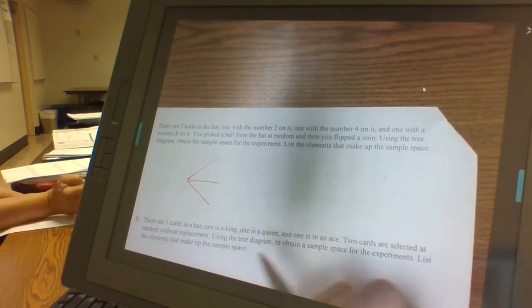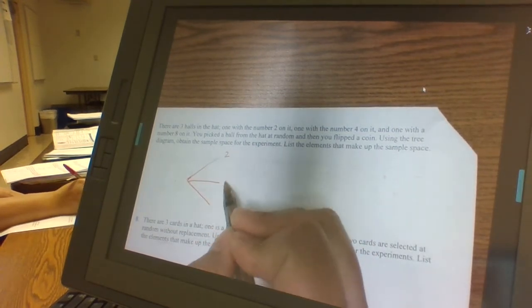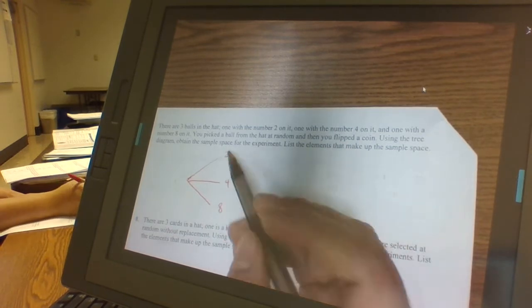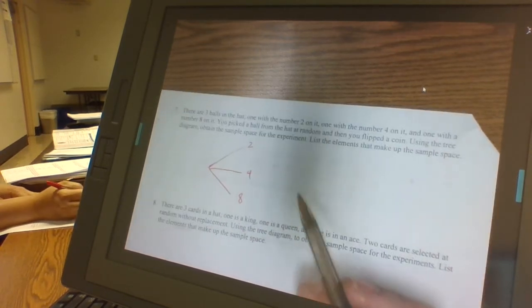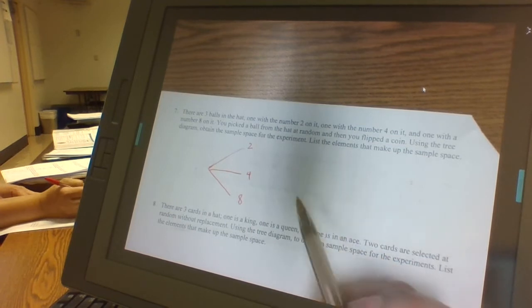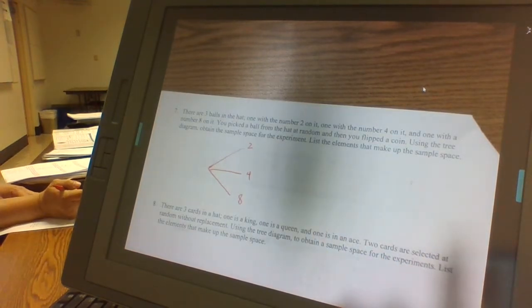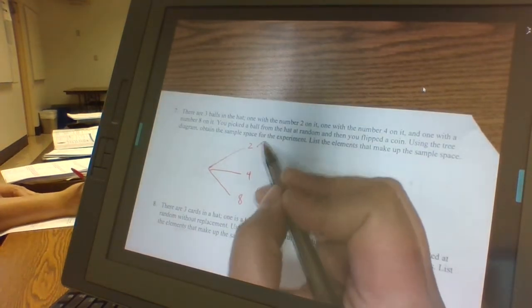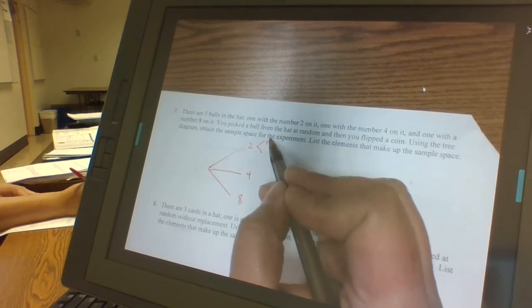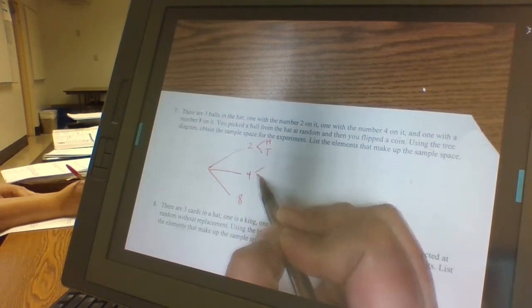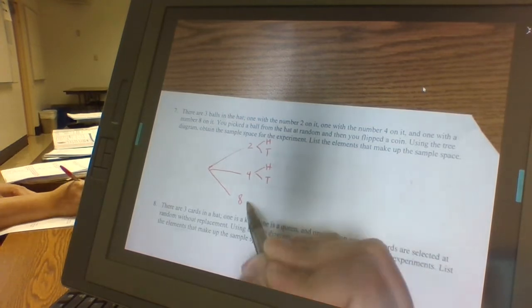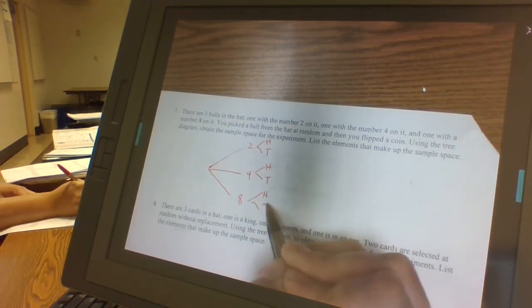3. A ball that has a 2, a 4, or an 8. So this is the ball. But then you're also going to do what? Flip a coin. Each coin has how many possibilities? 2. It could either be heads or tails. Heads or tails. Heads or tails.